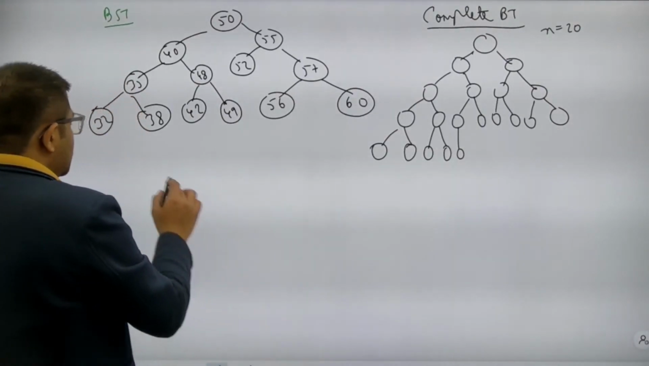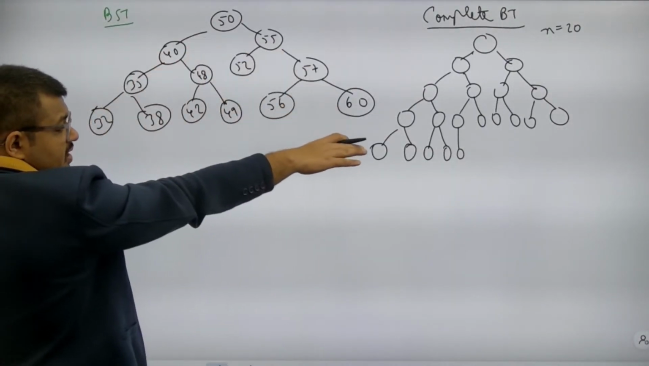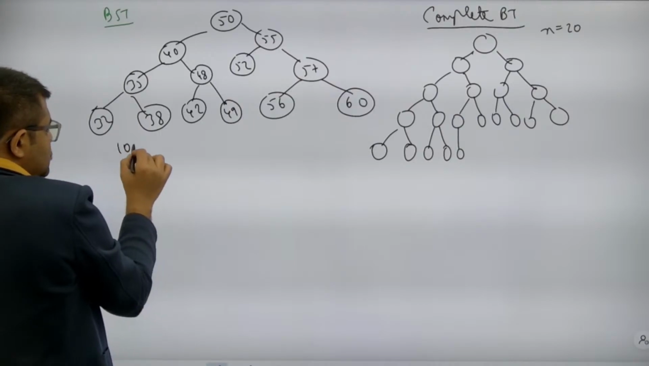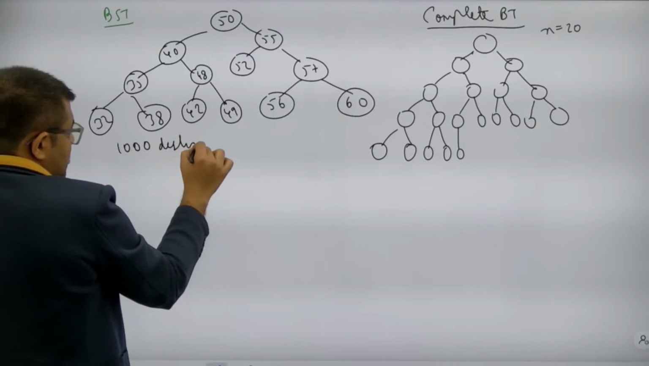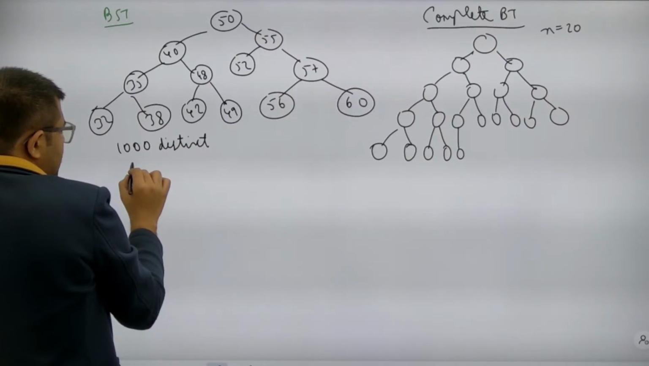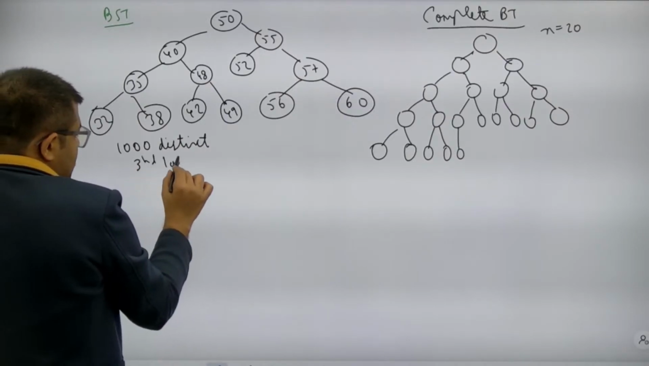And we are given a binary search tree implemented in the form of a complete binary tree with 1000 distinct elements, and we are asked the index of the third largest element.